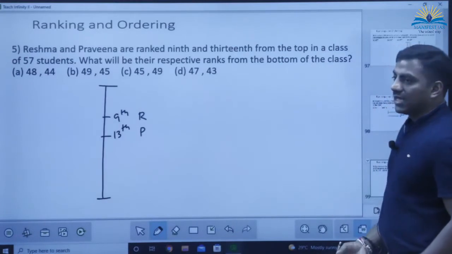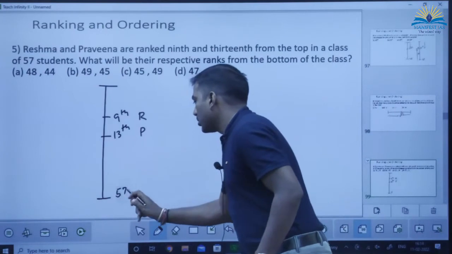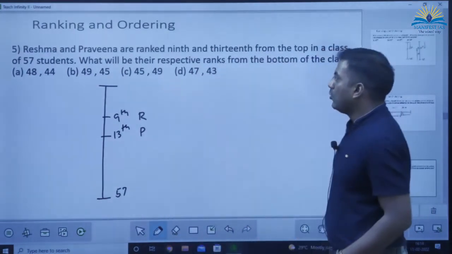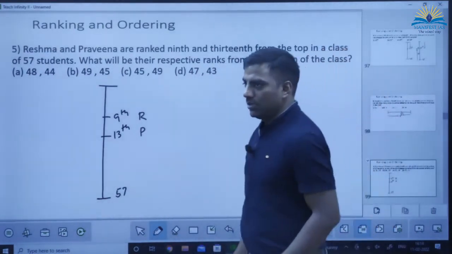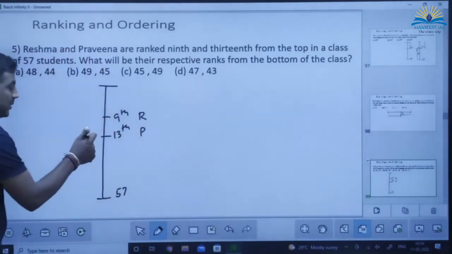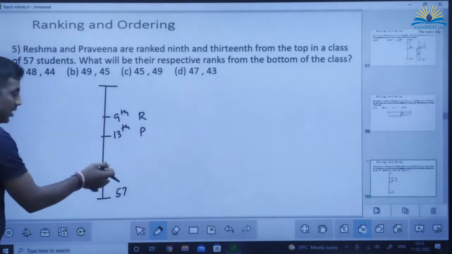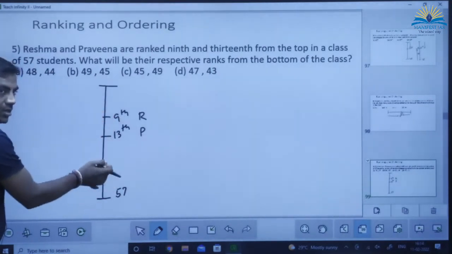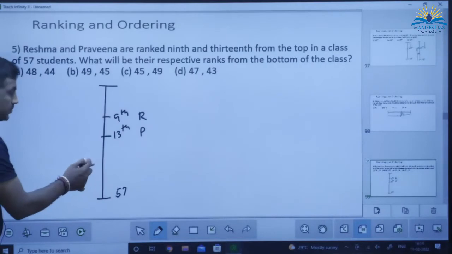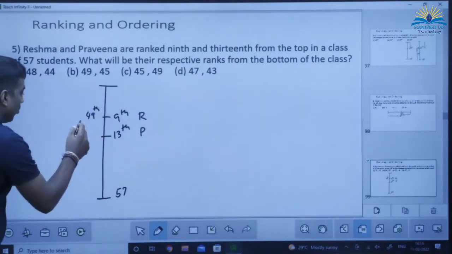In the class of 57, what will be their respective ranks from the bottom? First you find out Reshma's rank. Reshma is 9th. After her, how many people are there? 48 people. So she is 49th from the bottom.